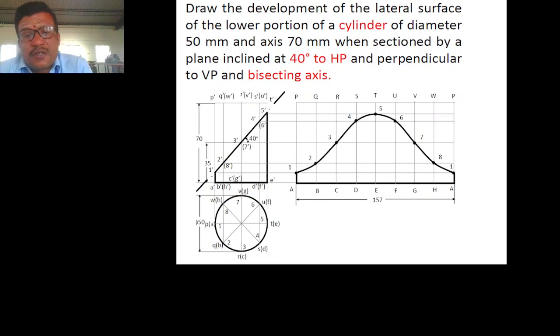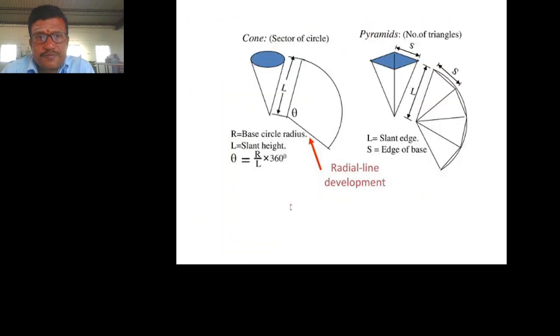So now join A, B, C, D, E, F, G, H, A and 1, 2, 3, 4, 5, 6, 7, 8 and darken this. So this is the development of the cylinder.